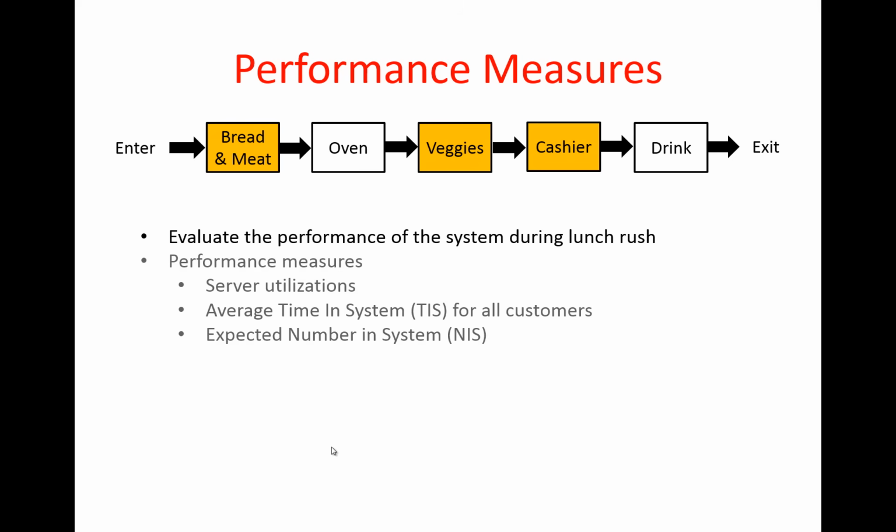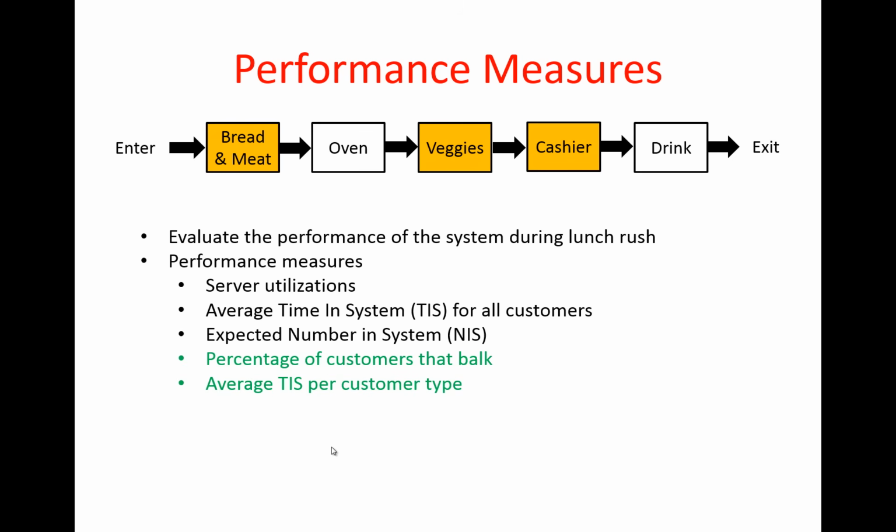And we're also interested in two new performance metrics: the percentage of customers that bulk and the average time in system per customer type. So we're going to modify our model to account for these new extensions.